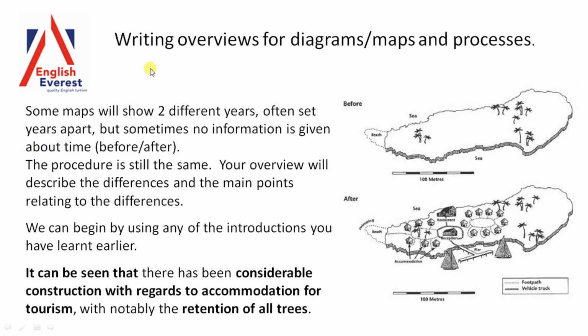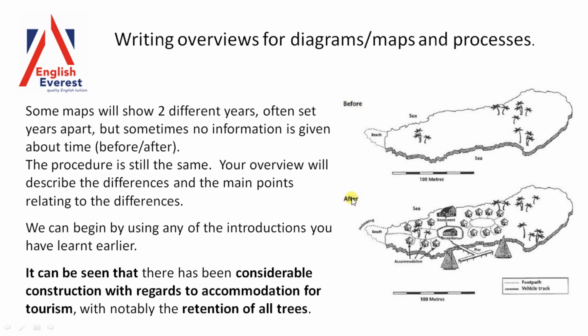Continuing on, we're now going to look at diagrams, maps and processes. On this page we can see a map, or two maps. We have a before and an after scenario. Sometimes these will have dates, for example 1950 and 2010. So you will have both types.